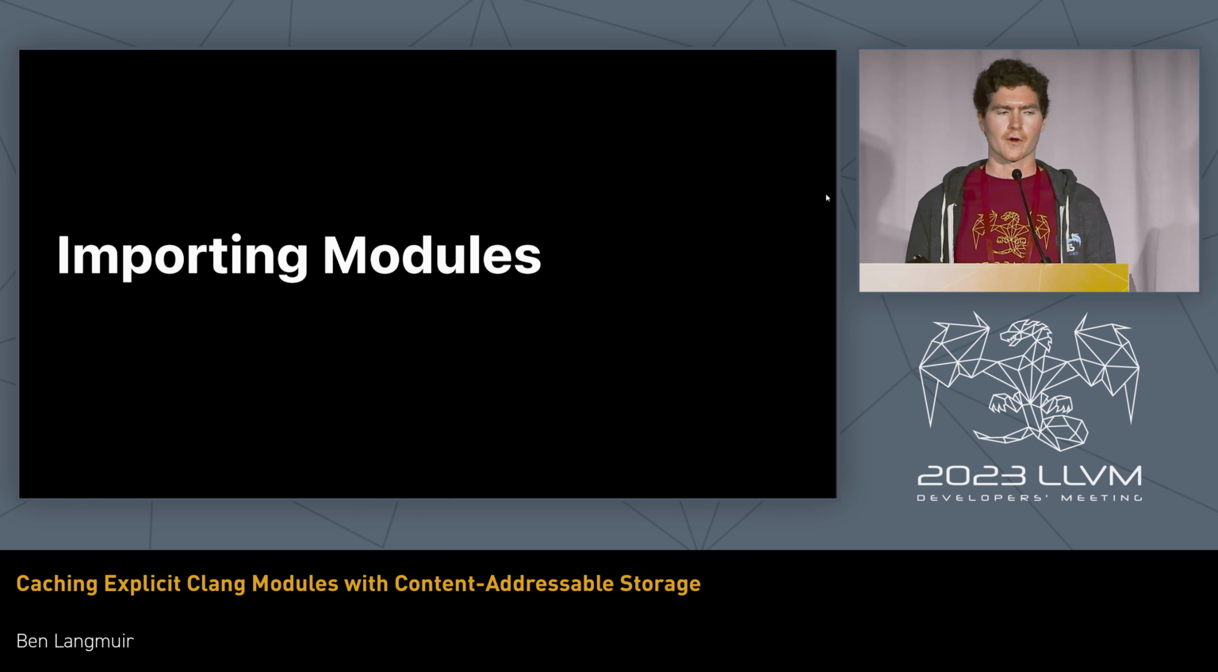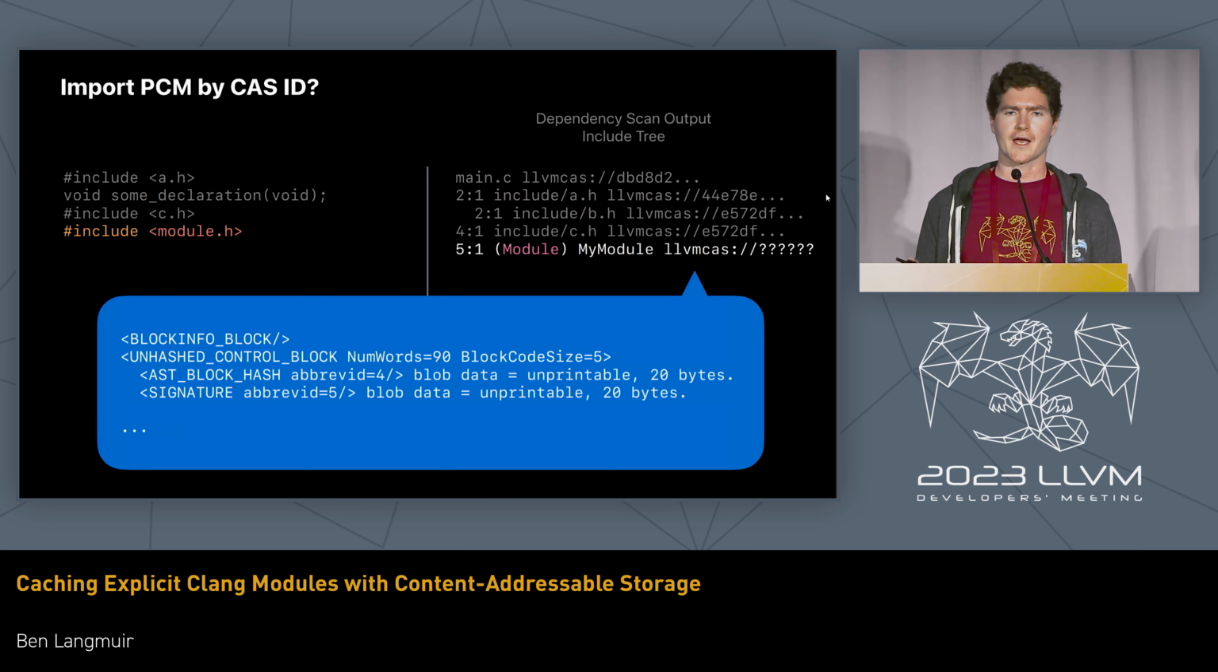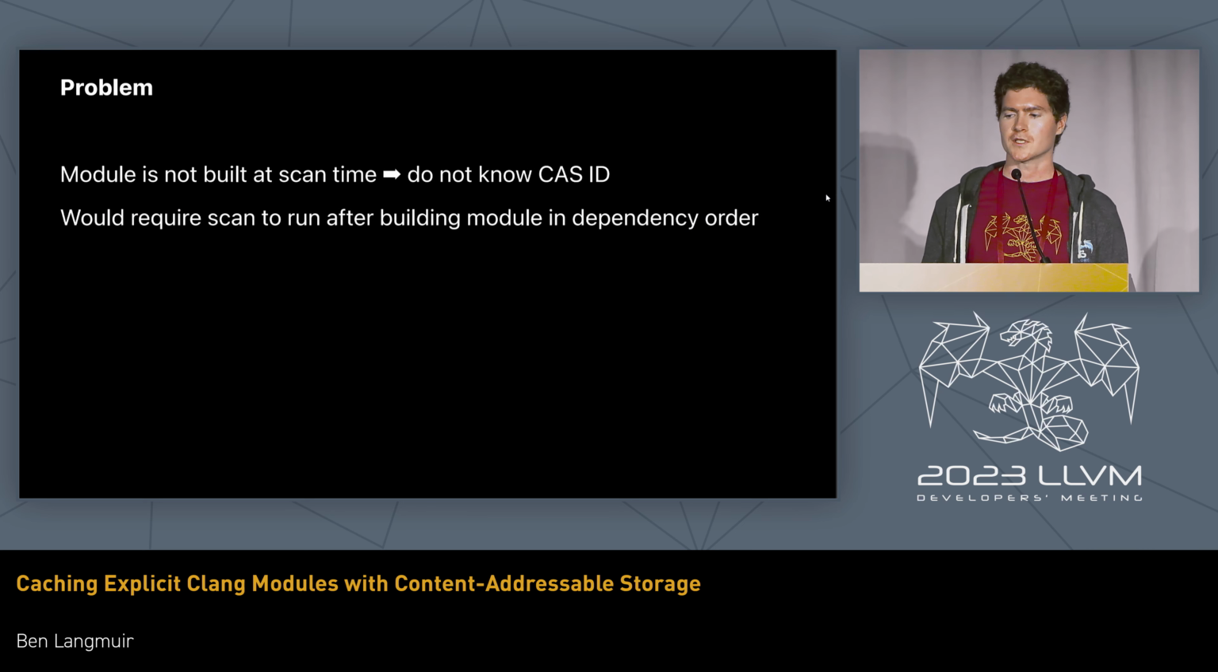Now let's talk about how we're going to import that module into our translation unit. Going back to the include tree for our translation unit, one natural idea would be to include a CAS reference that points to the contents of the compiled module or PCM file. Unfortunately, this approach doesn't quite work. At scan time, we haven't yet compiled the module, so we have no way to refer to it by a CAS ID that depends on its contents.